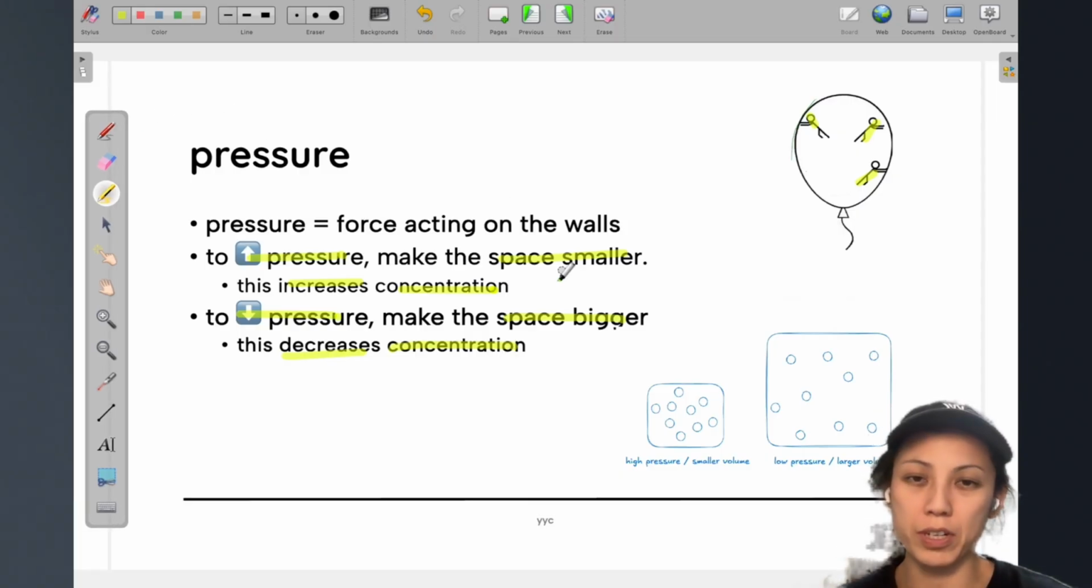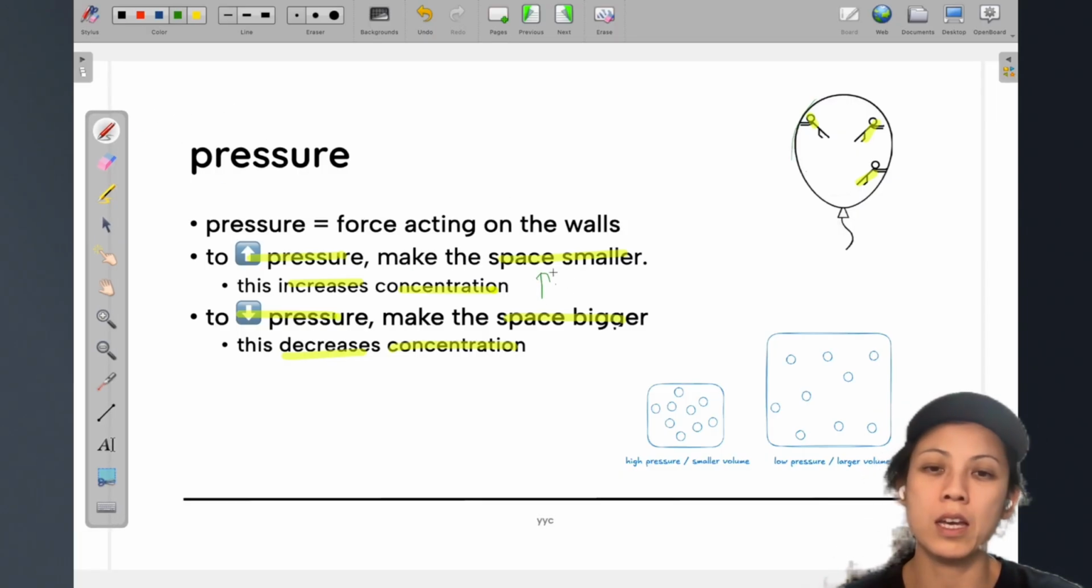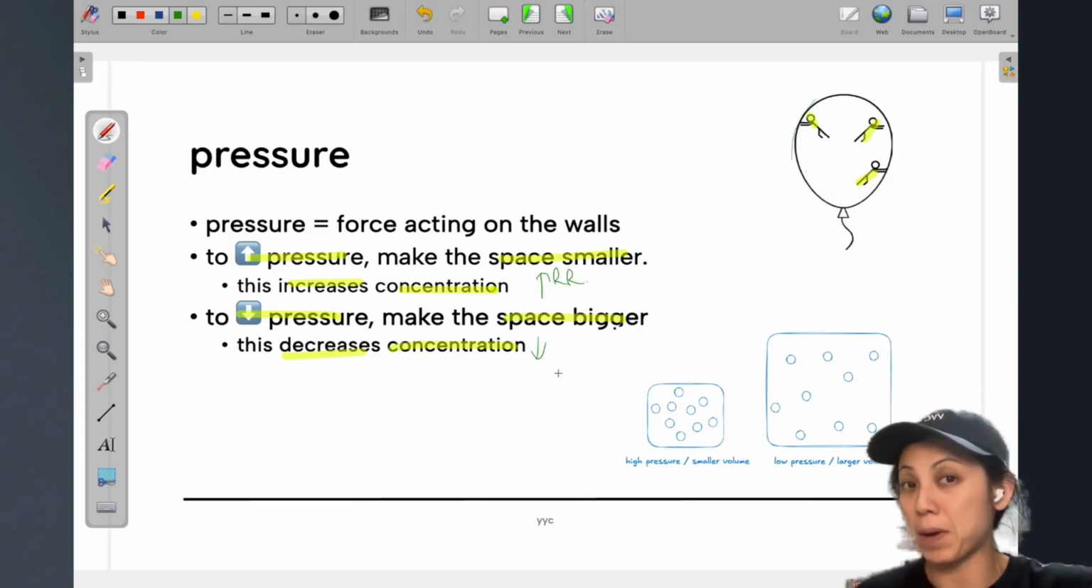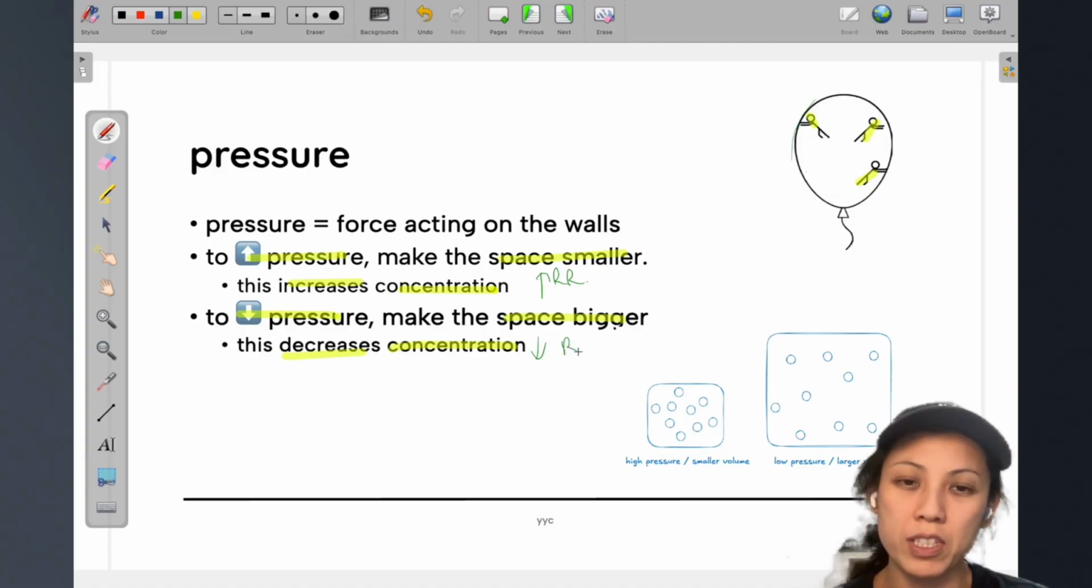So as we know, increasing the pressure or increasing the concentration, whichever way you want to say it, increases the rate of reaction. Whereas on the flip side, if you decrease pressure by making the volume bigger and the concentration decreasing, you're decreasing the rate of reaction.